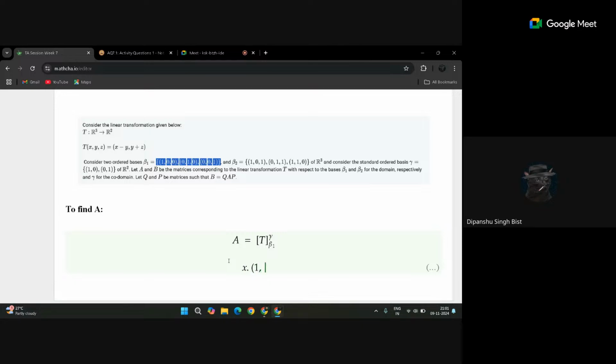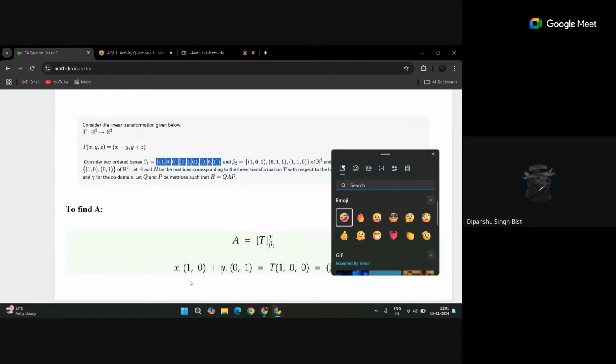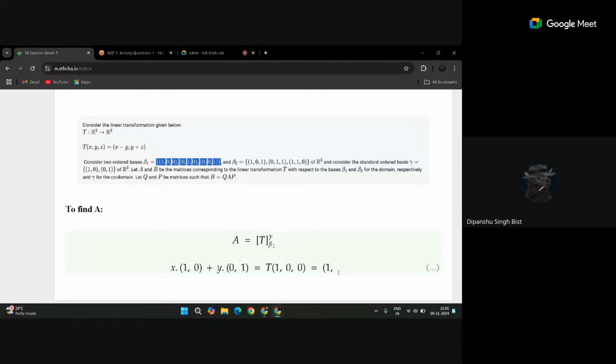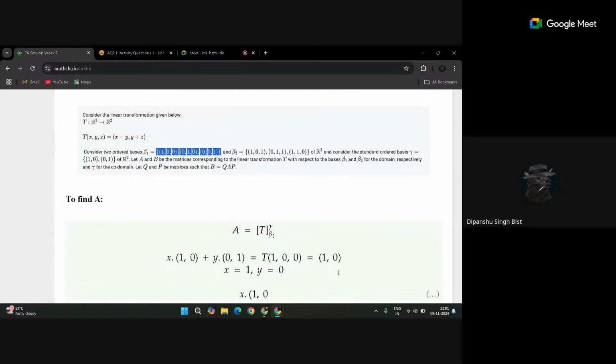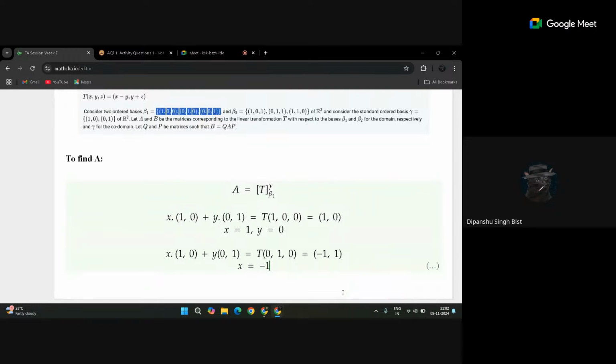Is it going to be x times (1, 0) plus y times (0, 1) equal to the transformation of your vector v1 of basis 1, 0, 0? What would be the transformation of (1, 0, 0)? It's going to be (1, y plus z), and y plus z is 0. So x equals 1, y equals 0. Correct. Similarly, x times (1, 0) plus y times (0, 1) is going to be the transformation of (0, 1, 0). What would it be? It's going to be (minus 1, 1). So x would be minus 1, y would be 1.